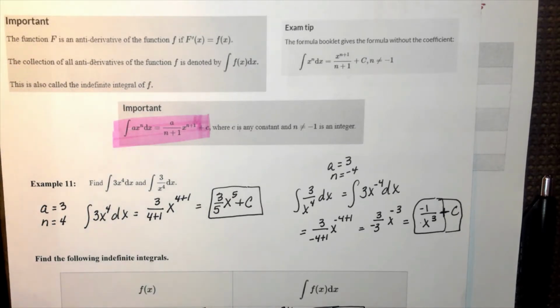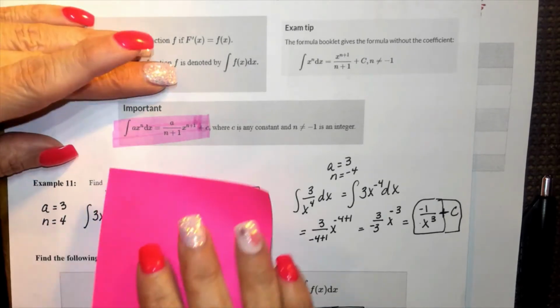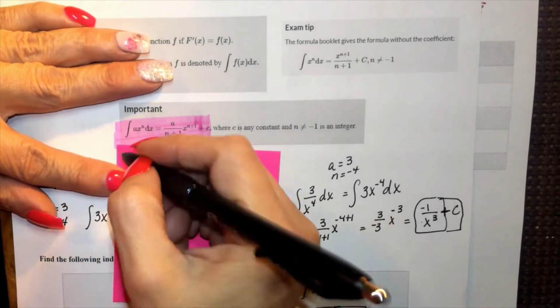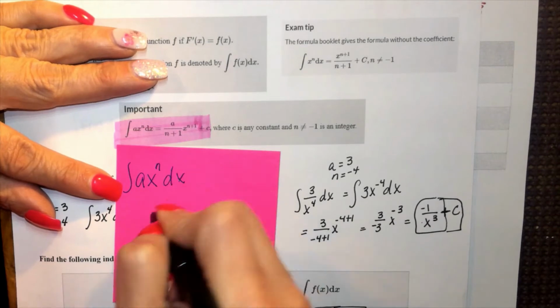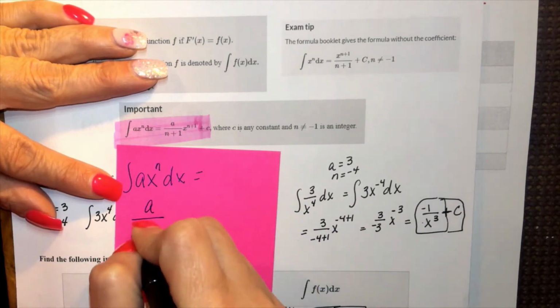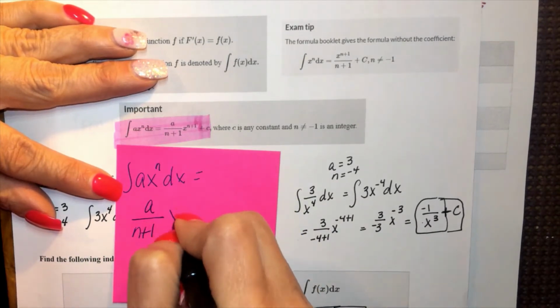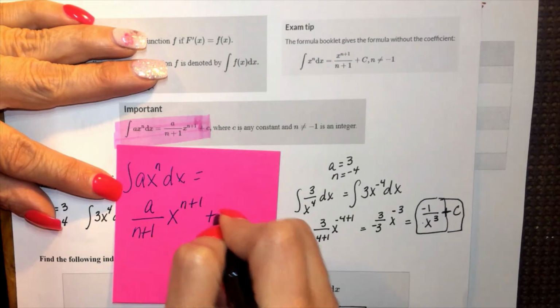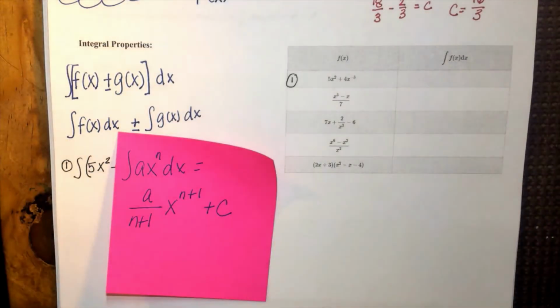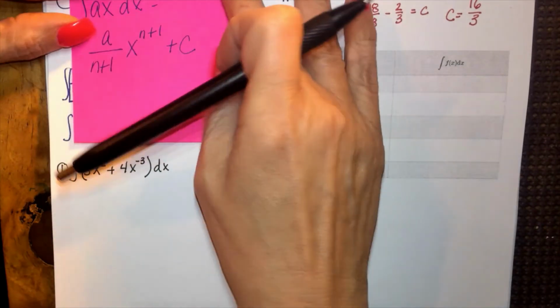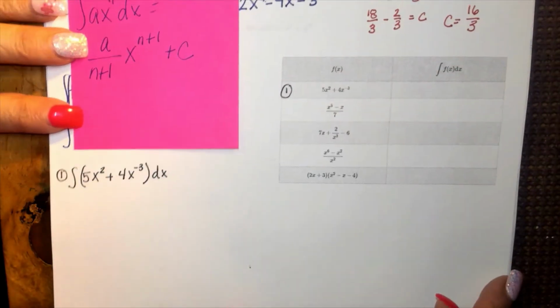So I'm going to take a piece of paper and say when you integrate ax to the n dx, you get a over n plus 1 times x to the n plus 1 plus c. And there's lots of different ways that we can find that c out, which we learned in our last video. So using this, we're going to use that to solve this.